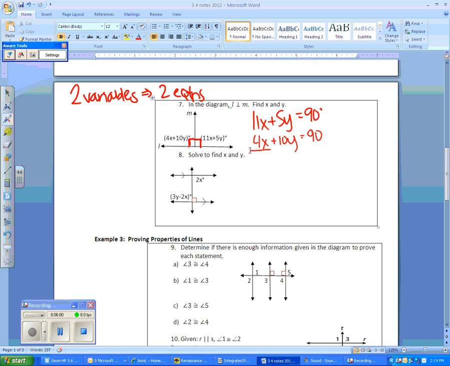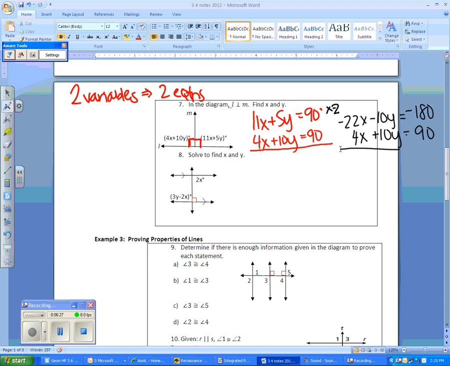Okay, now I want to eliminate one of my variables, and I think that eliminating the y would be the easiest. So if I multiply this top one by a negative 2, then I would get negative 22x minus 10y equals negative 180. I was multiplying every single thing on the top by negative 2. I'm going to keep this bottom equation exactly the same. So 4x plus 10y equals 90.